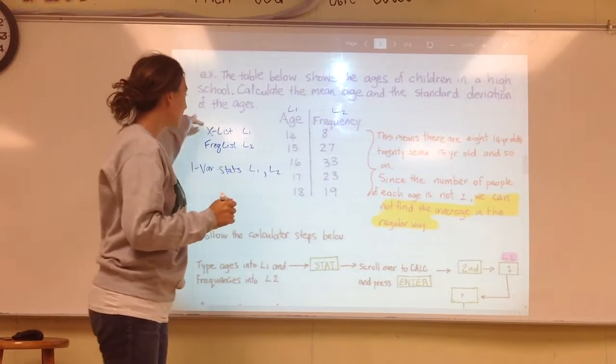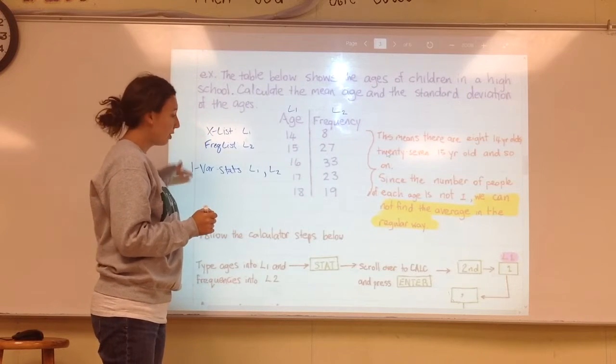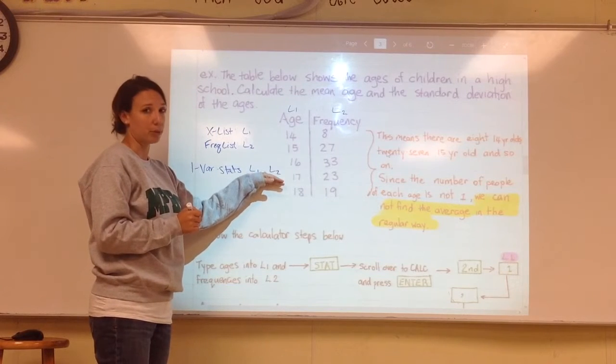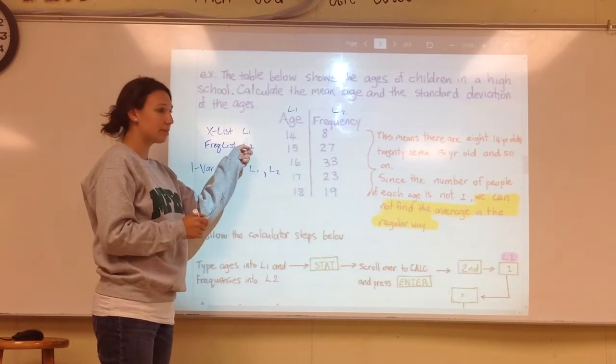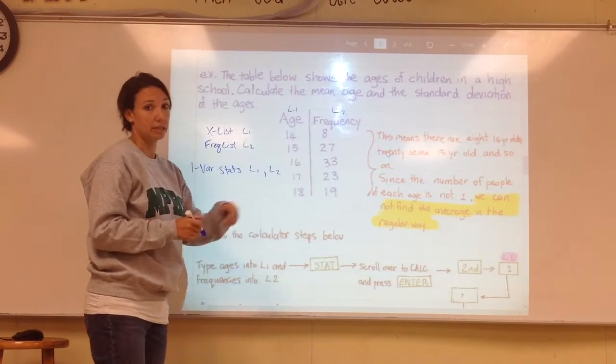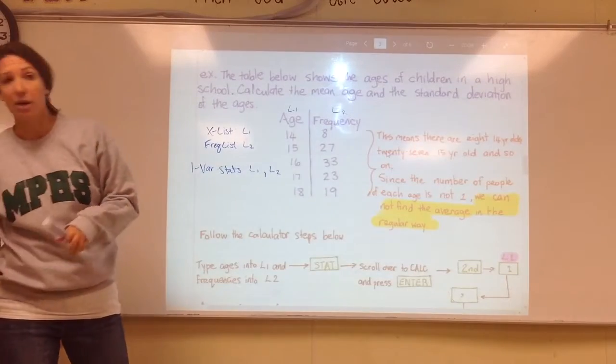So again, if it doesn't prompt you for this, you've got to just type it in with a comma in between. If you are getting different numbers than your neighbor is getting, one of you probably has a frequency list and the other doesn't. Okay? So just be aware of that.